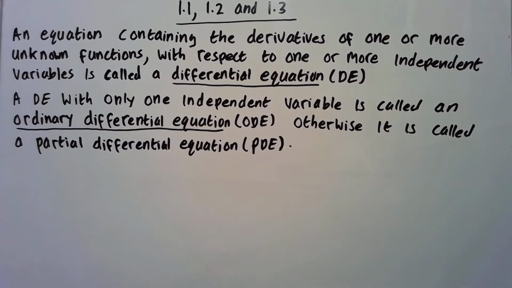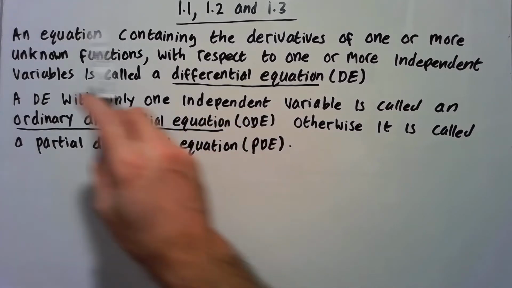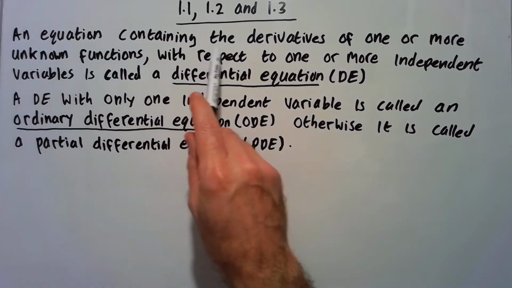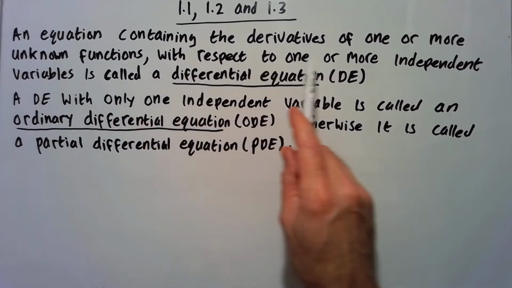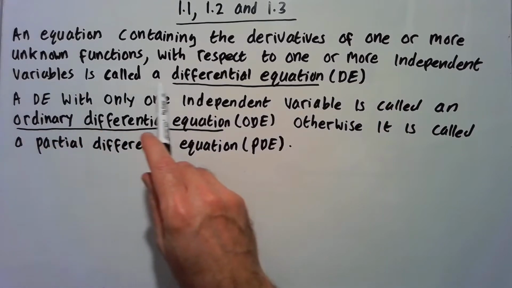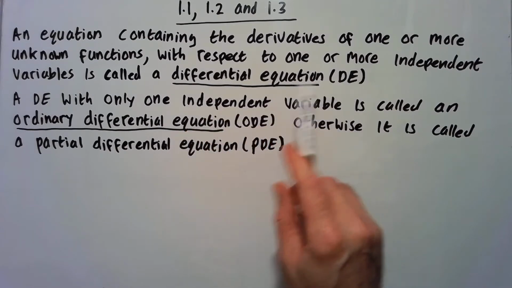Okay, so let's look at 1.1, 1.2, and 1.3. An equation containing the derivatives of one or more unknown functions with respect to one or more independent variables is called a differential equation, DE.